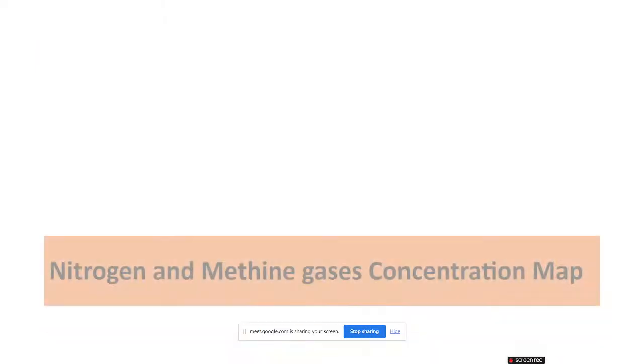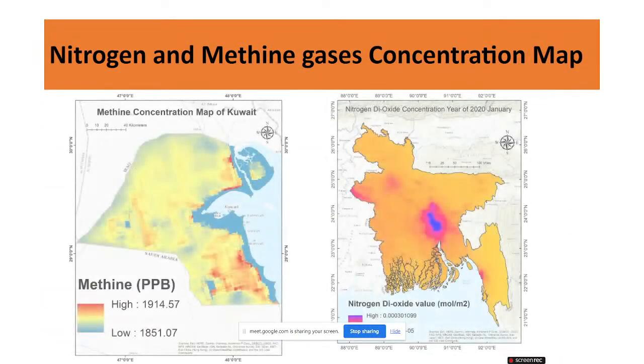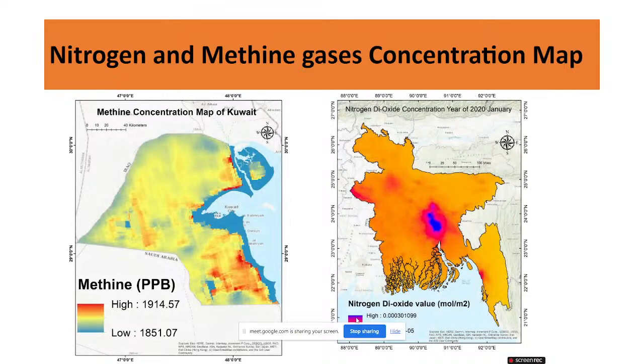Okay, so let's go. First of all, you can see there are two maps. The one map is the methane concentration map of Kuwait. Another map is the nitrogen dioxide concentration, year 2020, month of January, of Bangladesh. And here you can see the unit is ppb. We can get the unit ppb here for the methane concentration. We also make this map in the Google Earth Engine platform, and then you can simply download the tiff images from here.